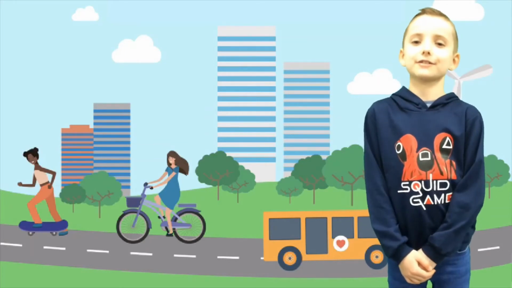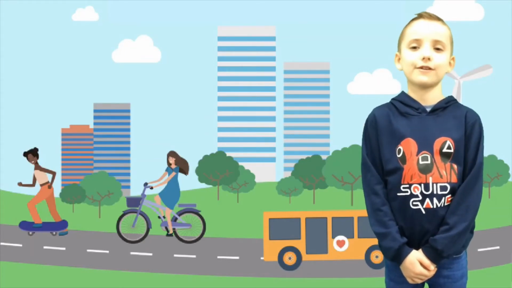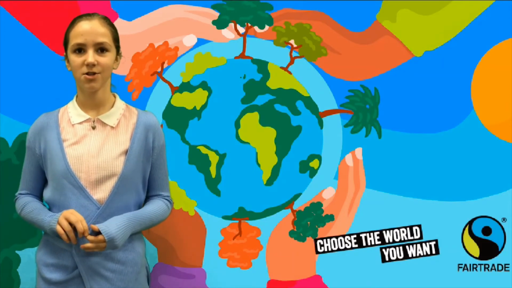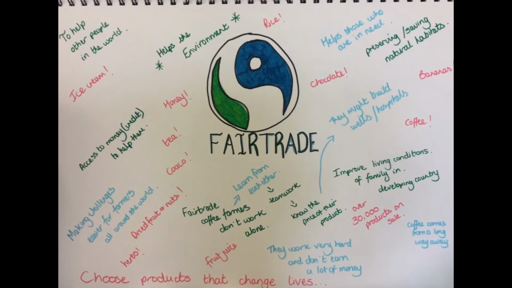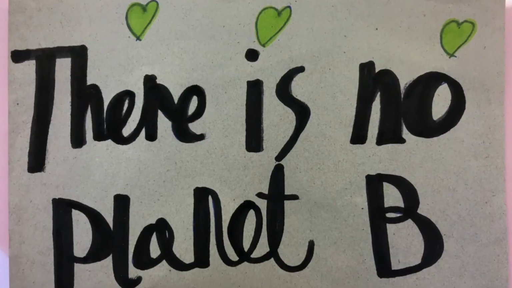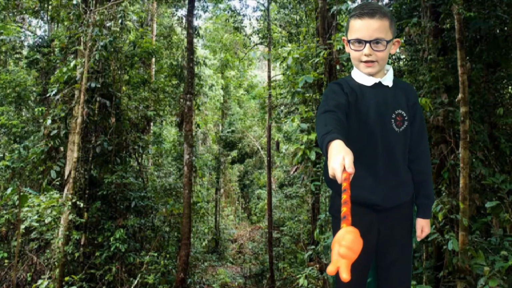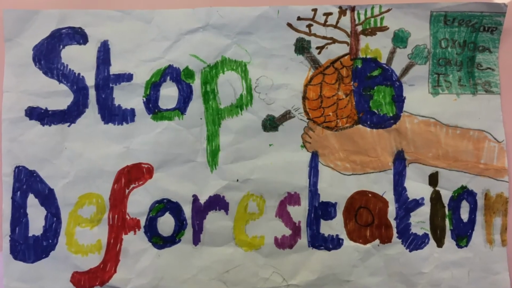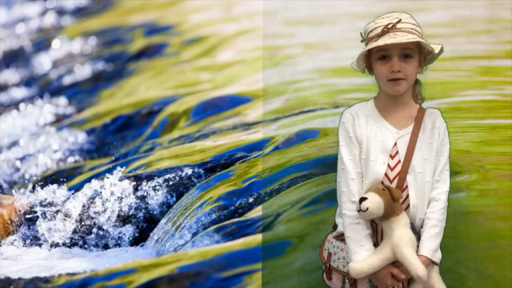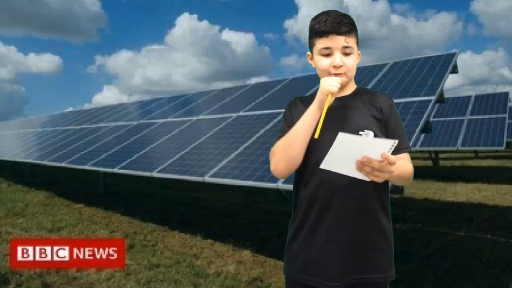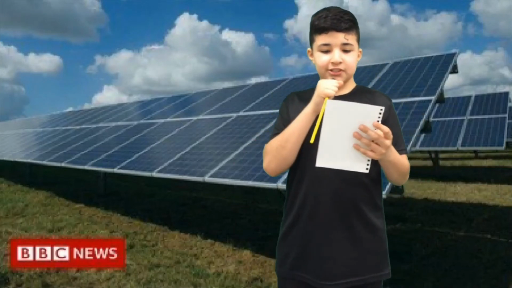Hello, my name is Cody and I think it is important to walk more, drive less, cycle more, fly less. Hi, I am Chloe and I think we should support fair trade. I am Maisie and I think it's important to repair our planet. I'm Zayden and we need to save nature. I'm Lily and we need to stop wasting water. Hello, my name is news reporter Saman Kocher, and I think we should use renewable energy and use less fossil fuel.